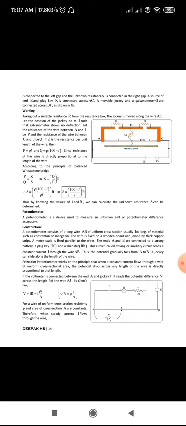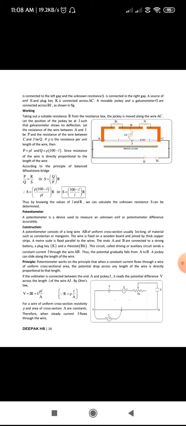Okay, so as I said in the last class, as you move the jockey away from terminal A, the potential drop keeps on increasing. As you go away from terminal A, the length is also increasing, right? Since the length is increasing, obviously the potential drop is also increasing, because the current is flowing from terminal A to terminal B here.